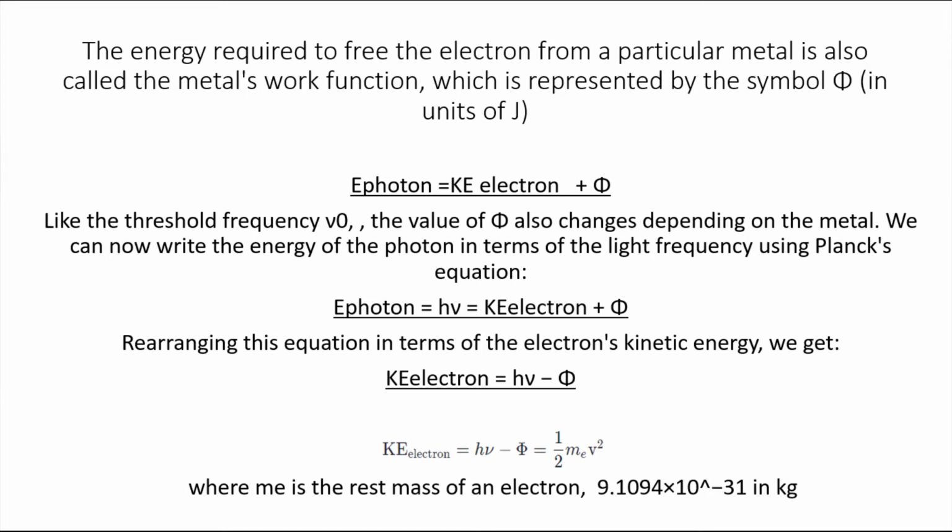We can also use this equation to find the photoelectron's velocity, which is related to the kinetic energy of the electron as follows. So we have kinetic energy equals hv minus the work function, which equals 1/2 m_e v squared, where m_e is the rest mass of the electron, which is 9.1094 times 10 to the power of negative 31 kilograms.